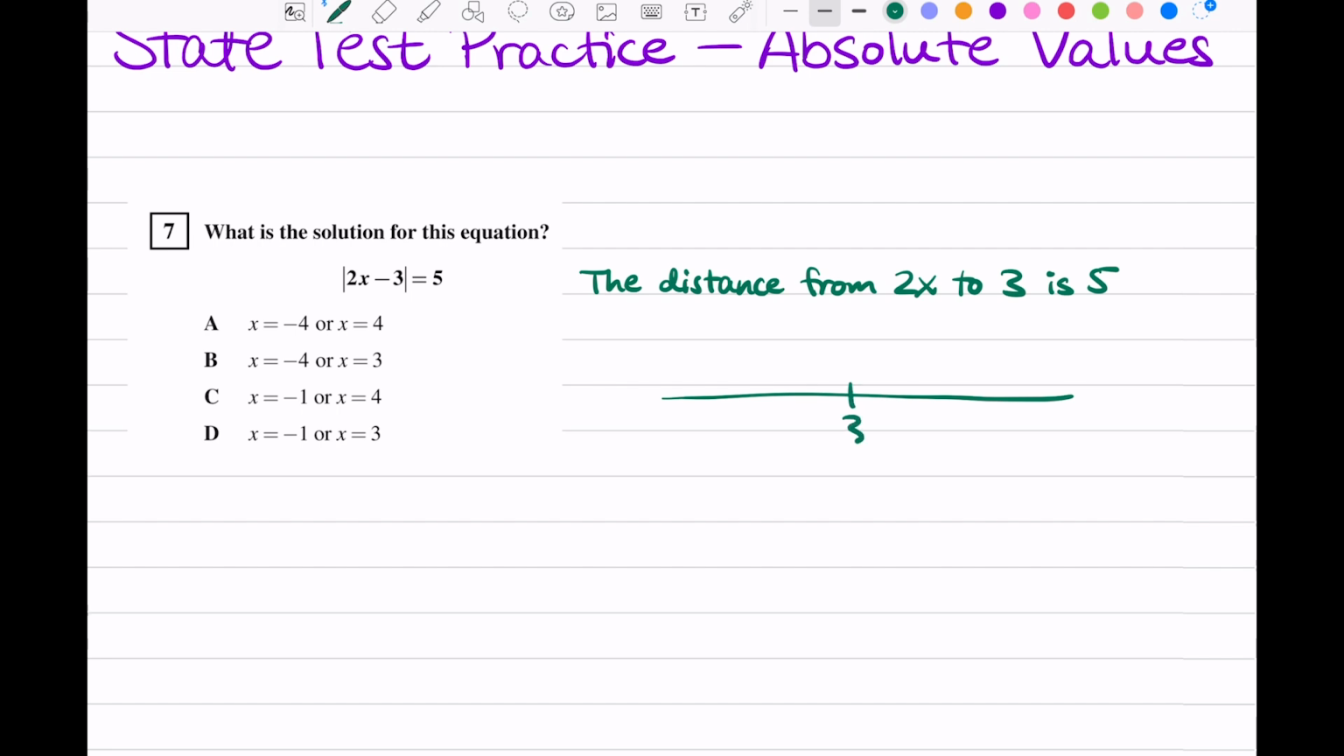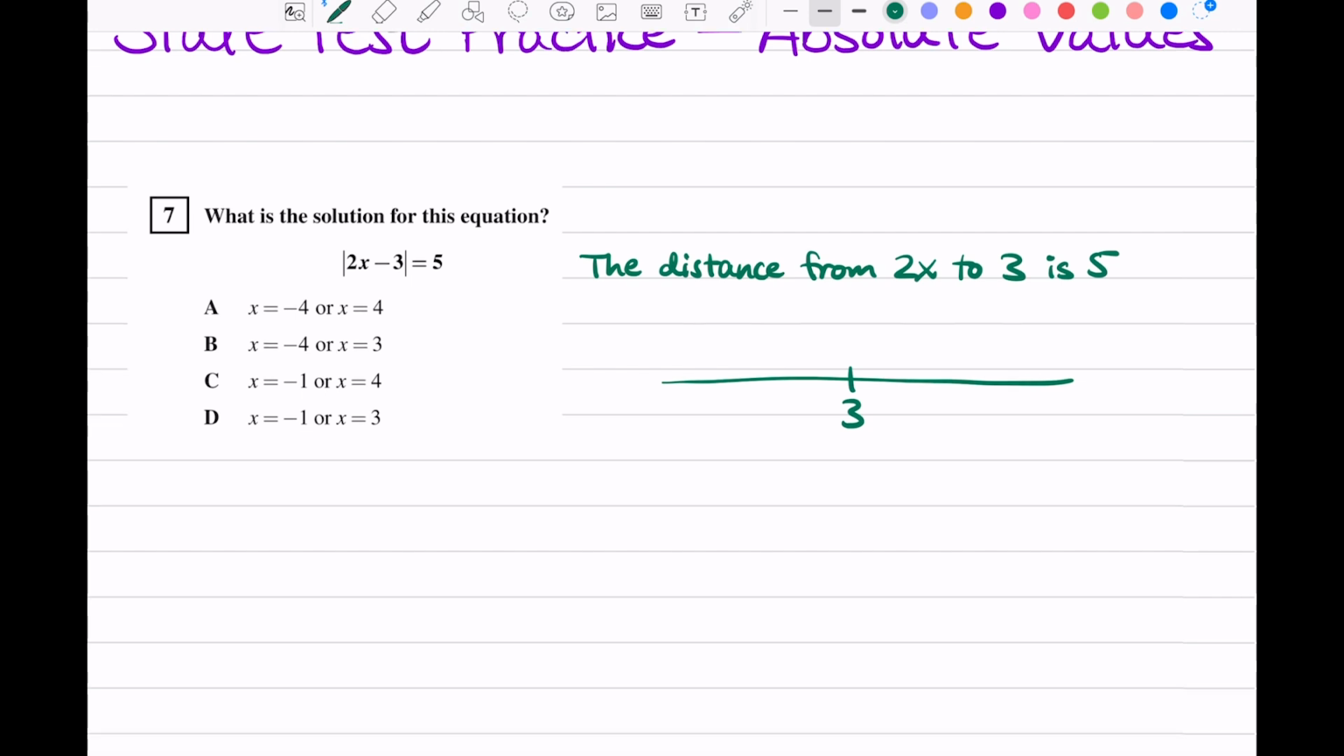We can mark 3, and we know that the distance from 2x to 3 is 5. So let's mark 5 steps in each direction. So 2x could be over here, or it could be over here. 5 steps from 3 gets us to 8 on this side, and negative 2 on this side. So we can say that 2x equals negative 2, or 2x equals 8.